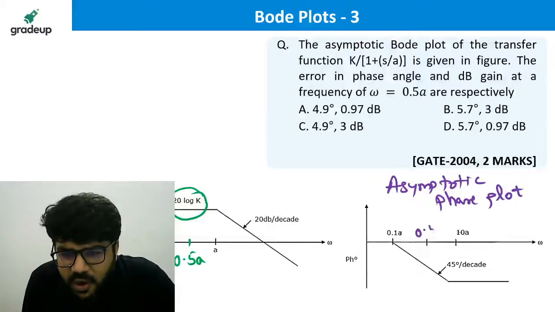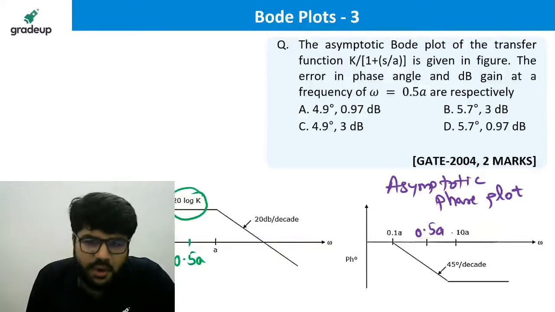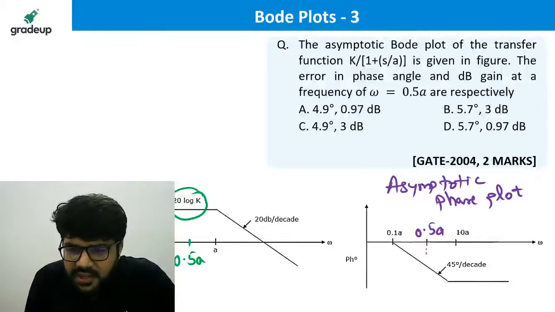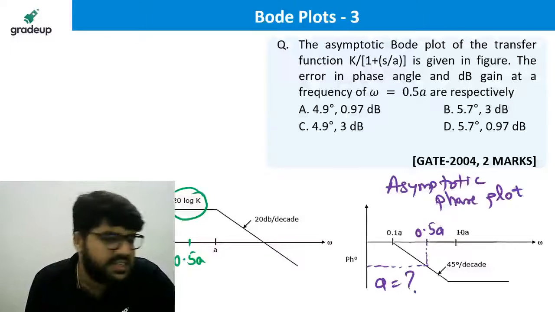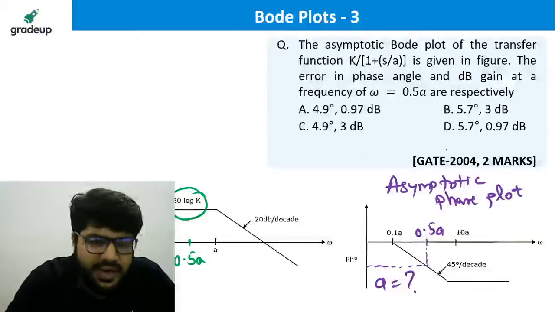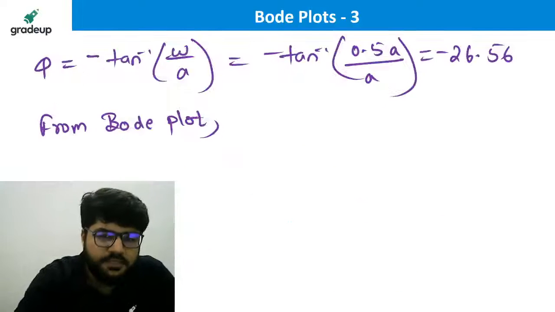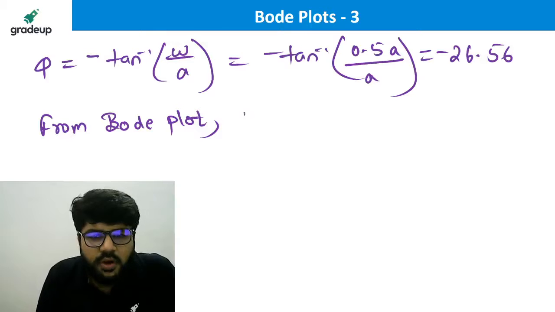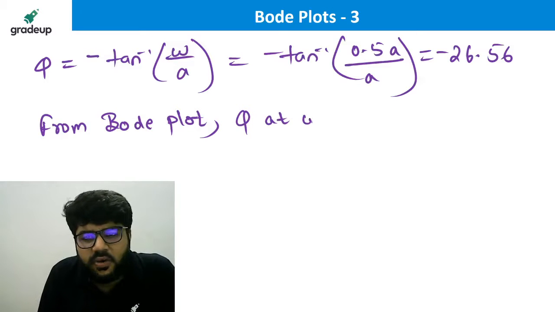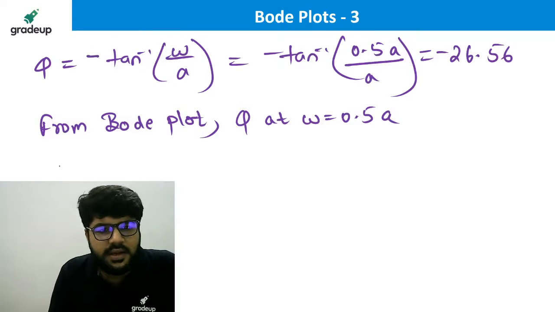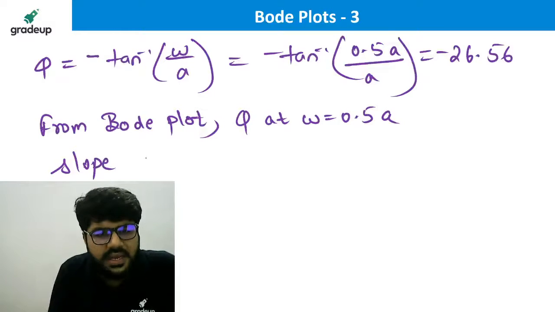So 0.5a is somewhere between 0.1a and 10a. And what is the phase at 0.5a? That we need to calculate. That can be calculated how? By the slope concept. From the Bode plot, what is the phase at omega equal to 0.5a is what I am going to calculate now by the slope formula once again.